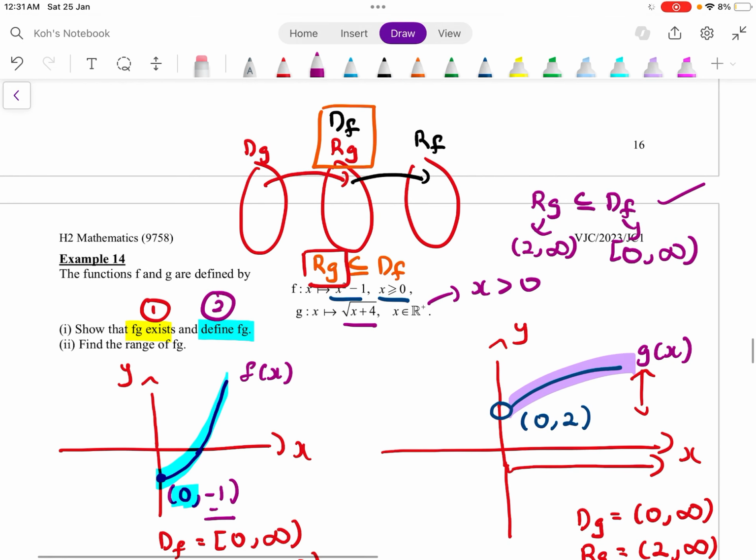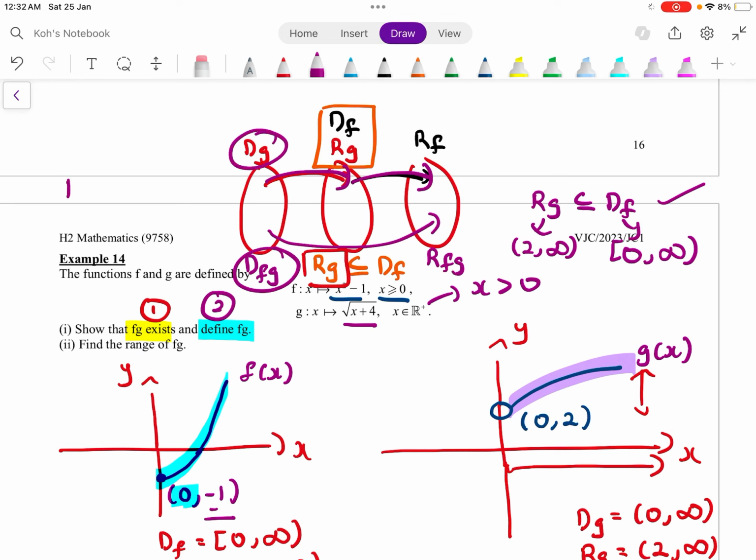Okay, so with this, I go back to the circle. So domain g gives you the range of g. Domain f gives you the range of f. So starting from here, domain of fg will give you the range of fg. So just by looking at this, we know that domain of fg is equal to the domain of g. So this is how you remember: domain of fg equals domain of g.